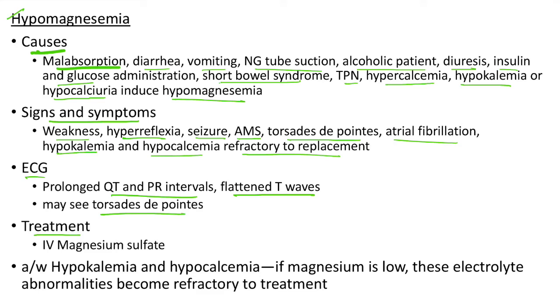How do you treat a case of hypomagnesemia? We have to give intravenous magnesium sulfate. Remember, hypomagnesemia is associated with hypokalemia and hypocalcemia. This is because if magnesium is low, hypokalemia and hypocalcemia become refractory to treatment.